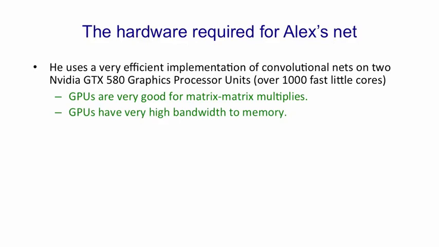They also have very high bandwidth to memory, and that's needed for neural nets, because in neural nets you keep wanting to know another weight so that you can multiply by an activity, and there's millions of these weights, so you can't keep them all in the cache.